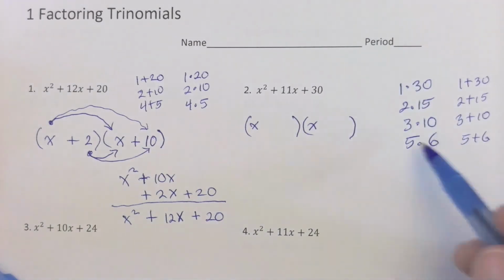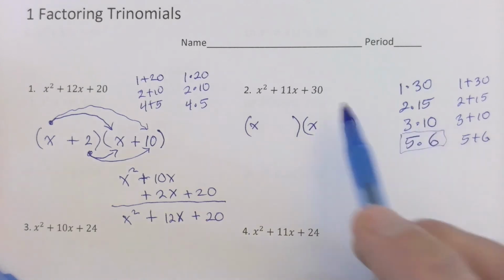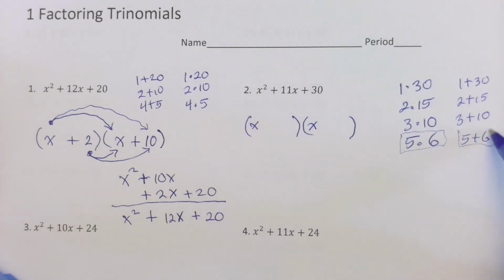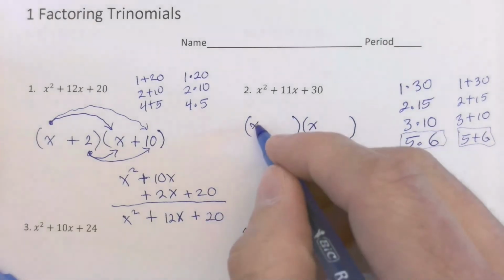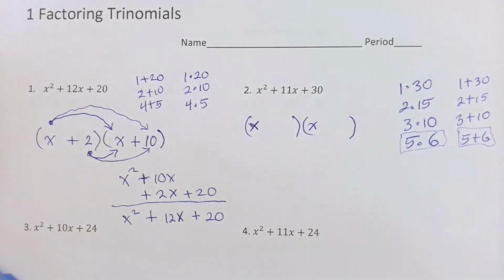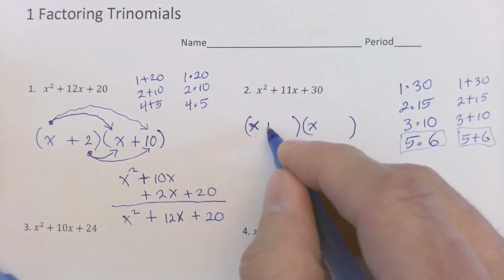Well, it's 5 and 6, isn't it? 5 times 6 makes 30. 5 plus 6 makes 11. And so one more time, we're going to write down our answer and check our work so that you can see how the 5 and the 6 help you make the 11x.